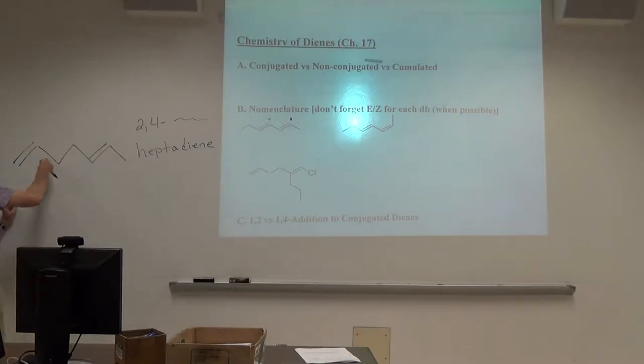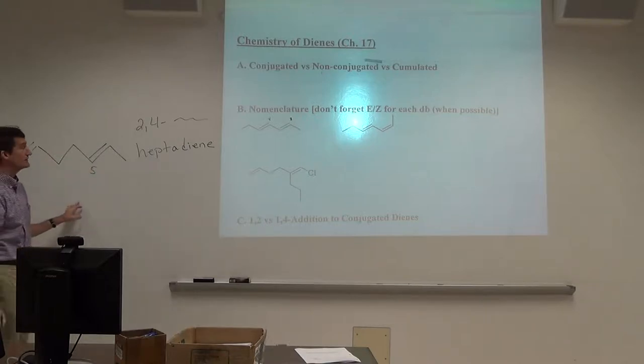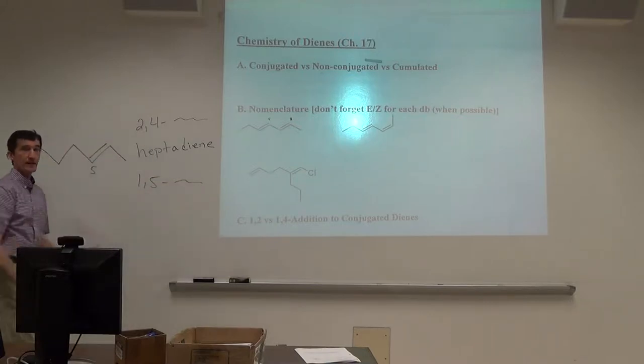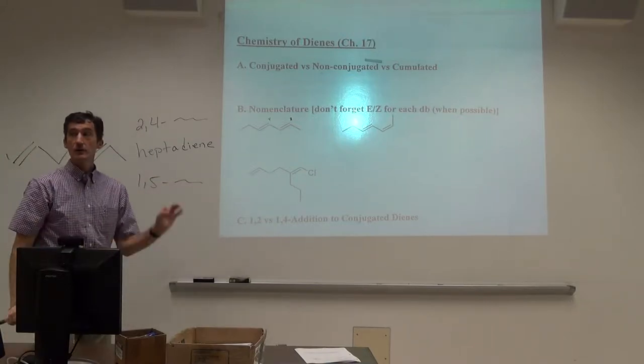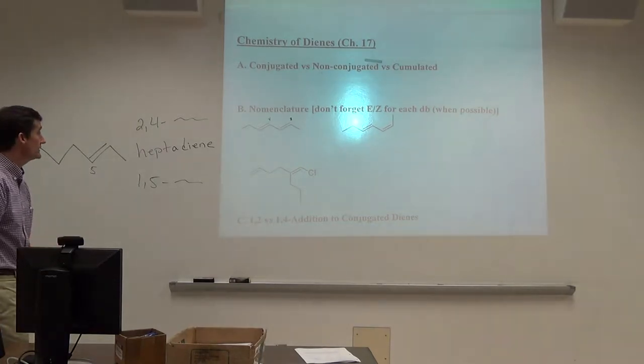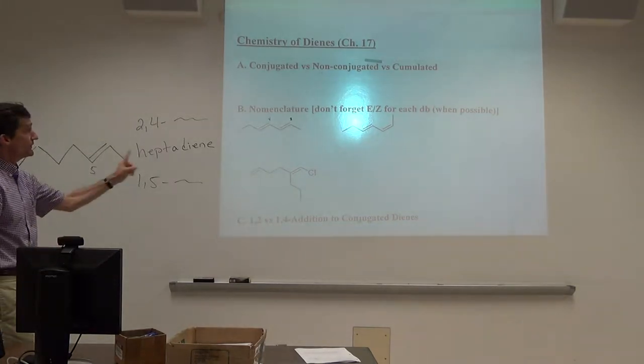2, 3, 4. 2, 6? 1, 5. No. 1, 5 is better than 2, 6. This is a 1, 5 heptadiene. So you just put the positions of your double bond using the first number of the alkene location. We have something else with these.